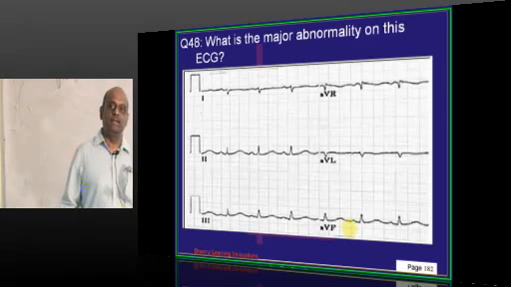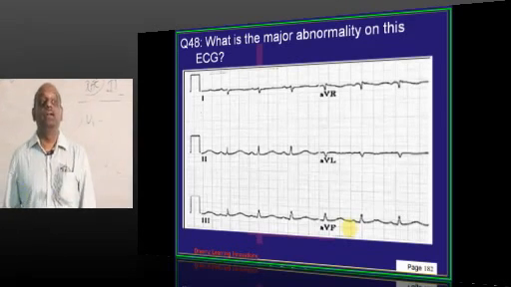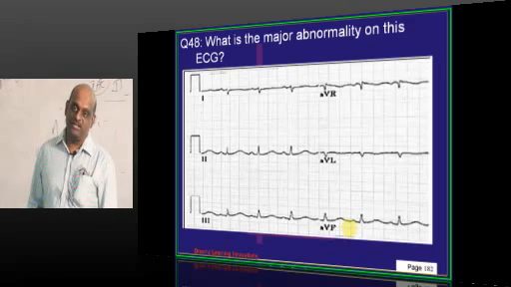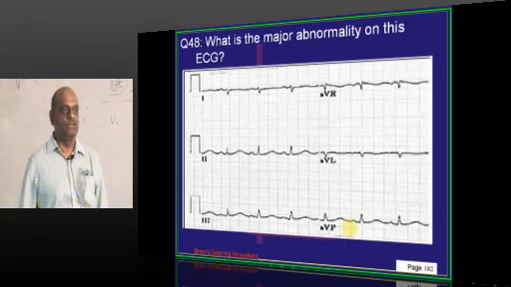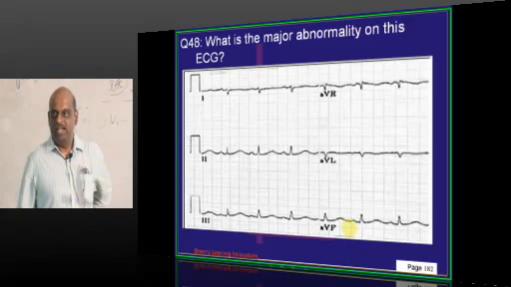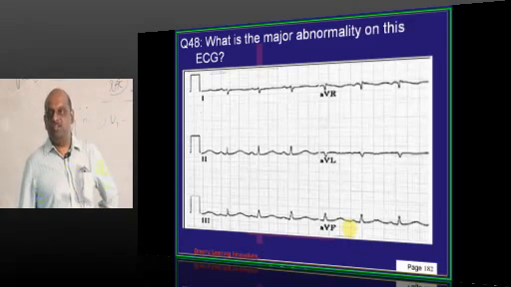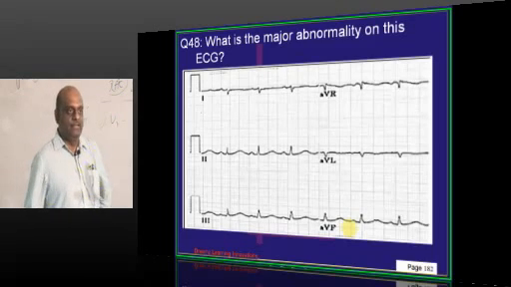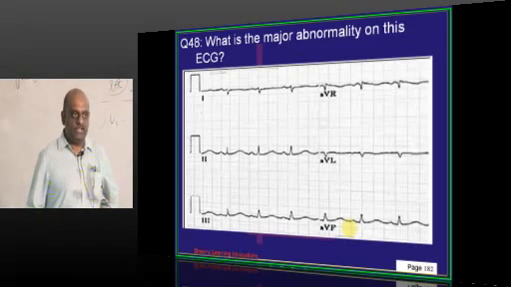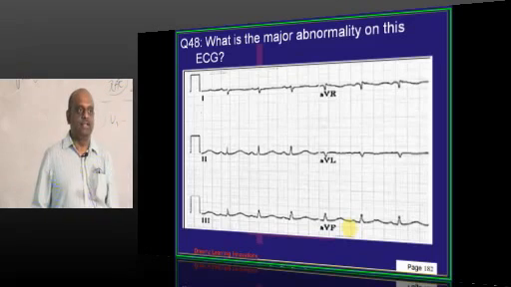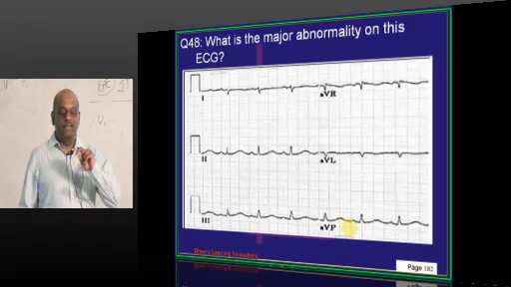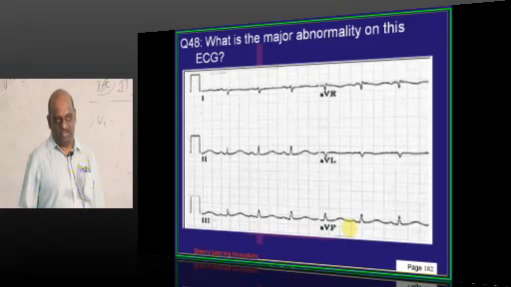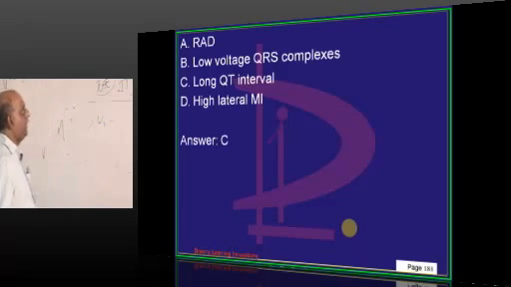400 milliseconds means how many small boxes? 10. Normally it is 10 small boxes from the beginning of the Q towards the T. But if it is more than 600 milliseconds or 0.6 seconds, then you call long QT.